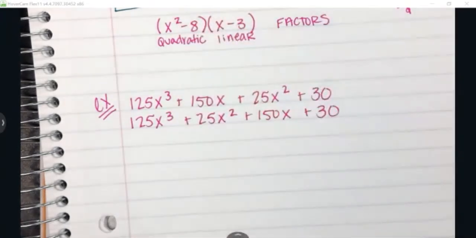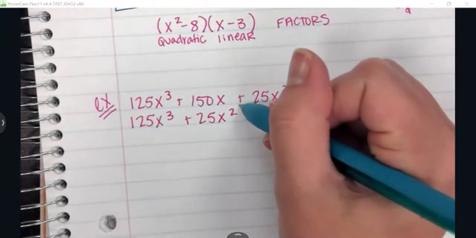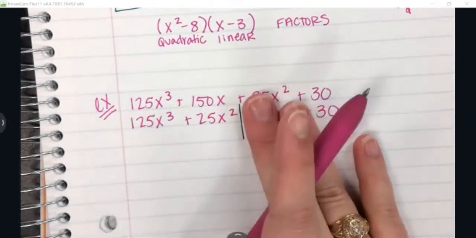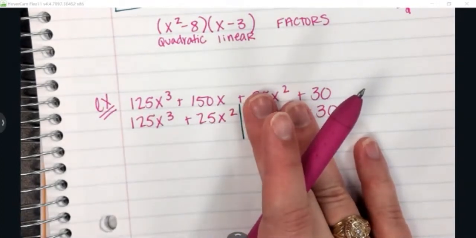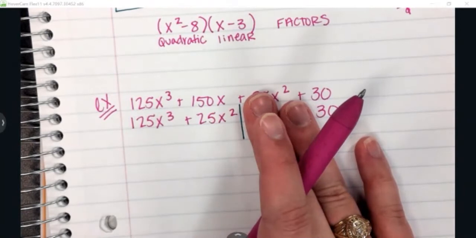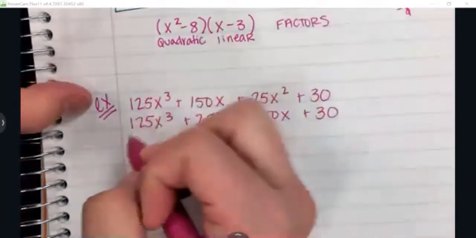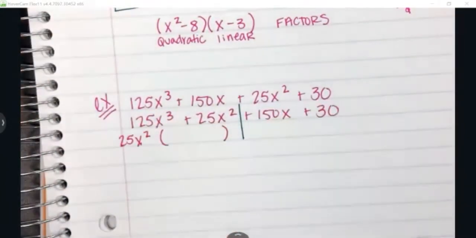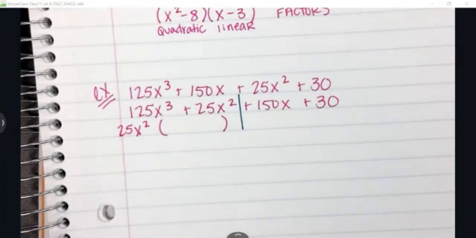Step number 2, group my terms. I have 4 terms, so again, I'm going to just divide it in half. Step number 3, find the GCF of each side. So just look at the beginning. 125x cubed plus 25x squared. What can I divide both of those by? 25 what? X squared. 25x squared. And now we have to figure out what is left over.